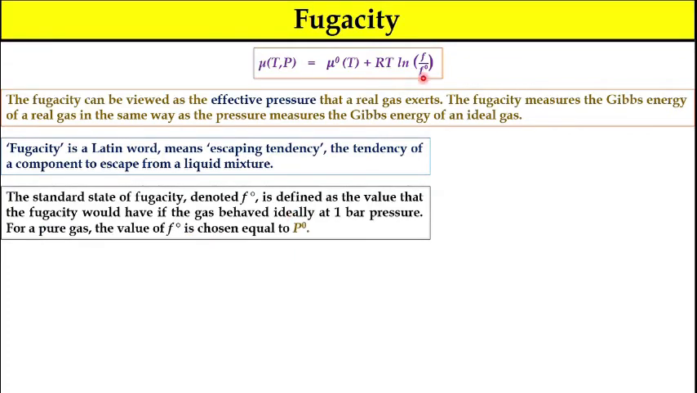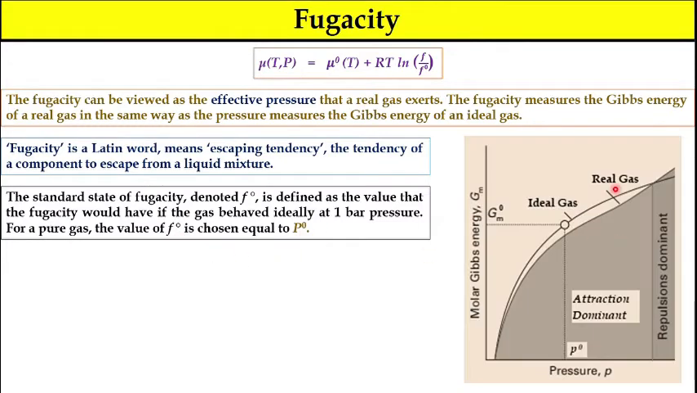Now you have to know what you mean by this F0. The standard state of fugacity is called F0. Similar to P0, it is defined as the value that the fugacity would have if the gas behaved ideally at 1 bar pressure. Okay, so for a pure gas, the value of F0 is chosen equal to P0. So you can write that F0 and P0 are equal when the gas is pure.